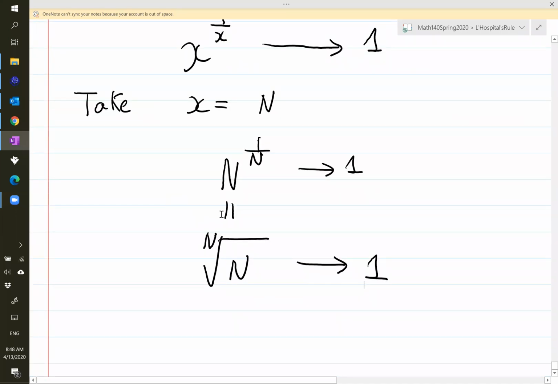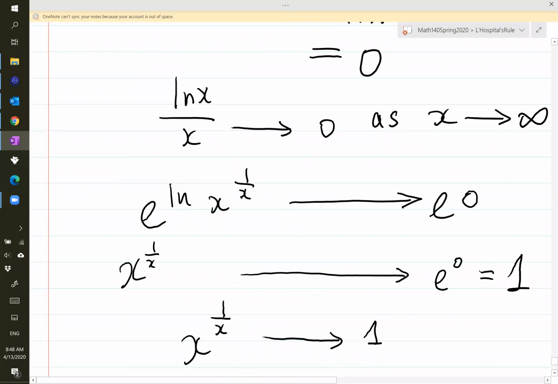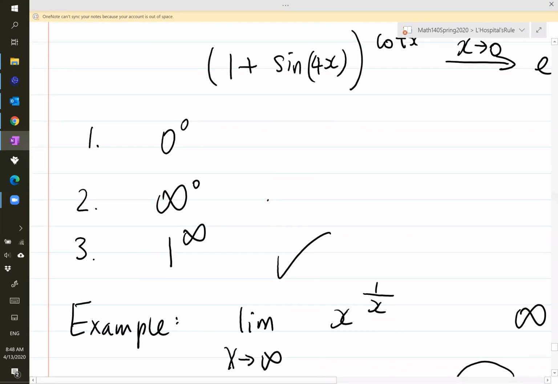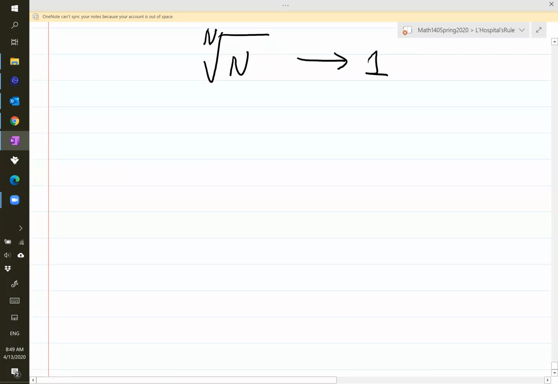Okay, more examples. So this is the second case, infinity to the power 0. The first case we already did one example. For these three cases, the key idea is we apply ln. We did one example of the type 0 to the power 0. Remember, it is x to the power x as x approaches 0.